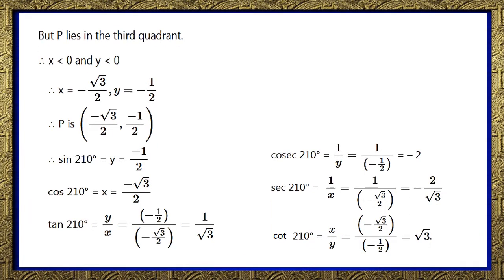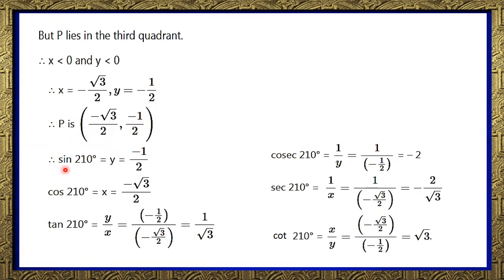We know the point P here lies in the third quadrant. So both x and y coordinates are negative or less than 0. So we will select the values x is equal to minus root 3 upon 2 and y is equal to minus 1 upon 2. Therefore, the coordinates of P are minus root 3 upon 2 and minus 1 upon 2.